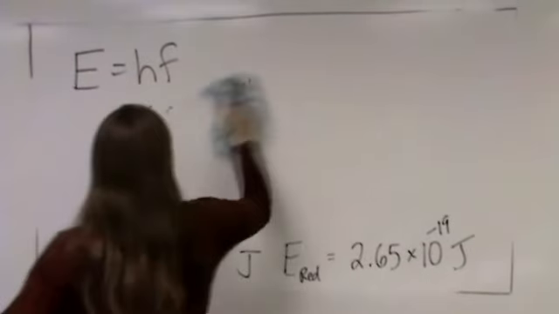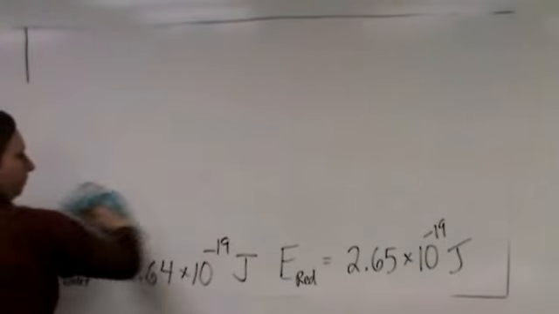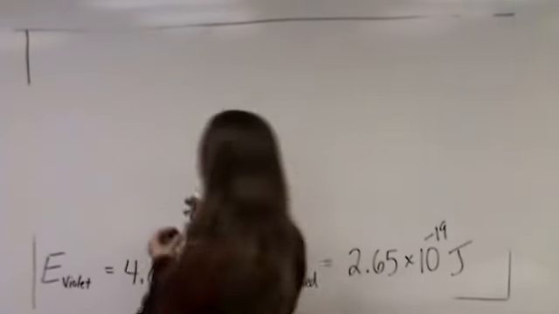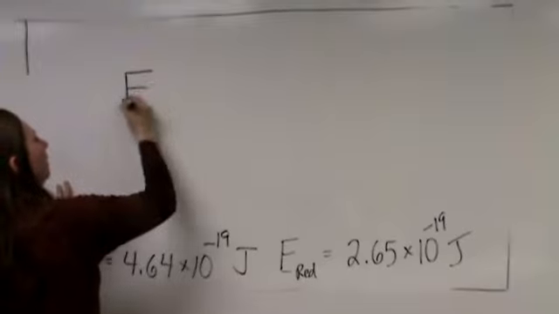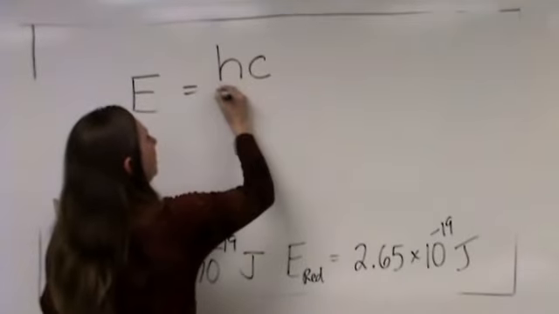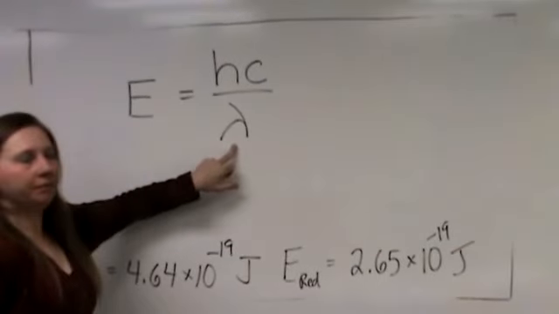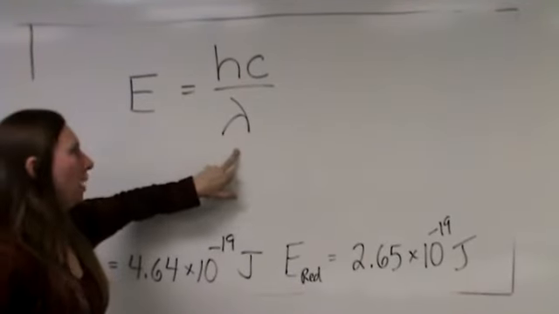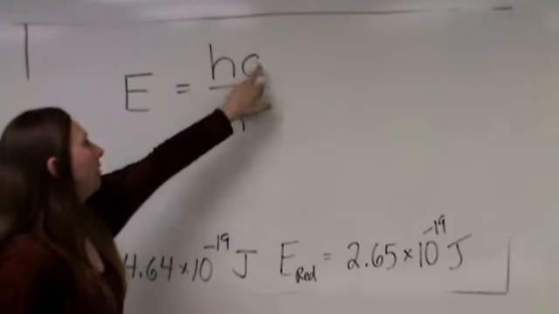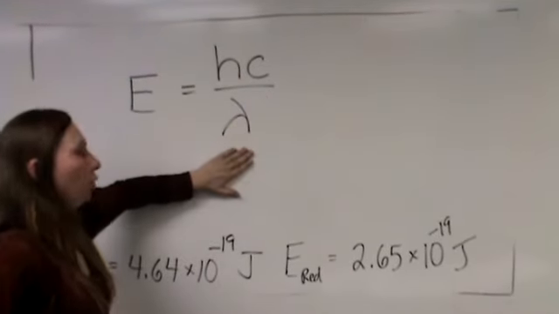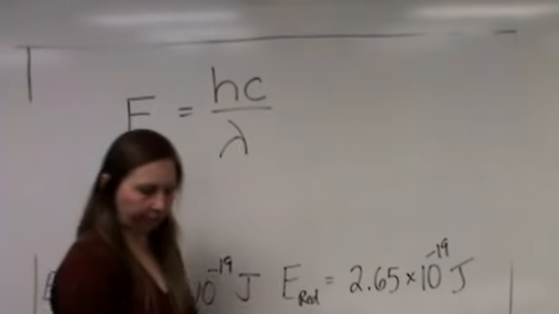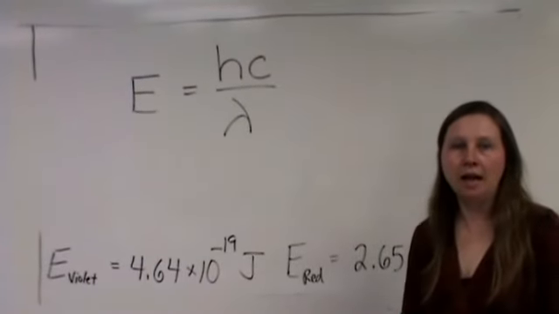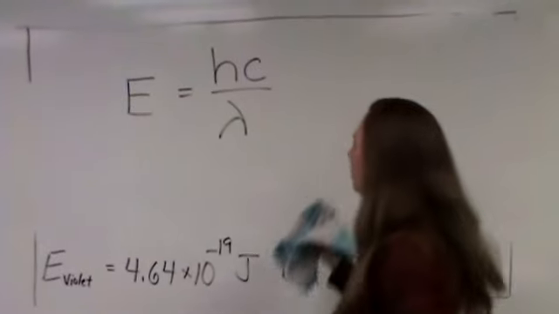All right? Now, I'd like to use the other version of the equation. I'd like to use E equals hc over lambda. But I need the wavelength of violet light and the wavelength of red light, traveling at c, the speed of light, in order to plug into this equation. So let's take the frequencies that we originally had and calculate what the wavelengths would be.